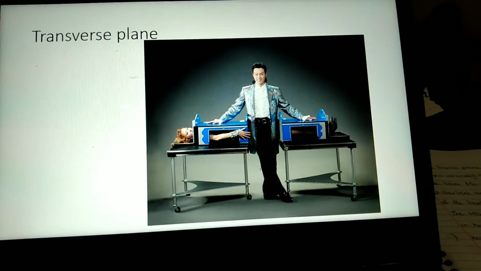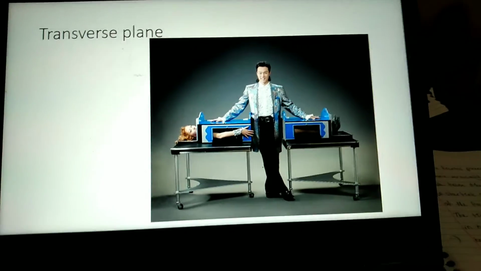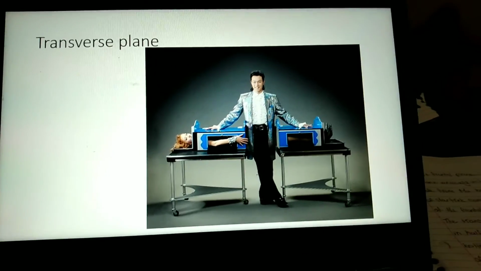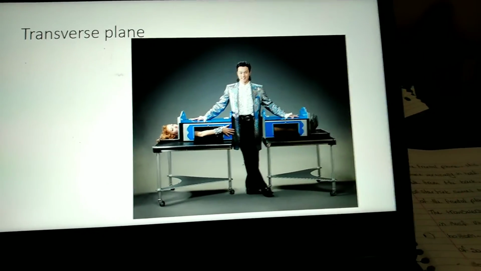The transverse plane is cutting someone in half horizontally, separating them into top and bottom. I think of the old magician trick of sawing someone in half.